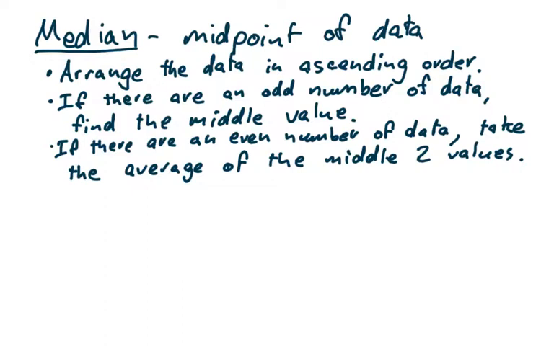If it is an even number of data points, well, let's see. We won't have one single solitary number right in the middle, so therefore we'll have the middle two values, and we will just average them together. So essentially here we're taking the mean of the two that are in the center.